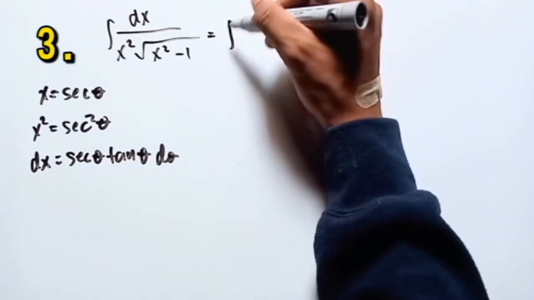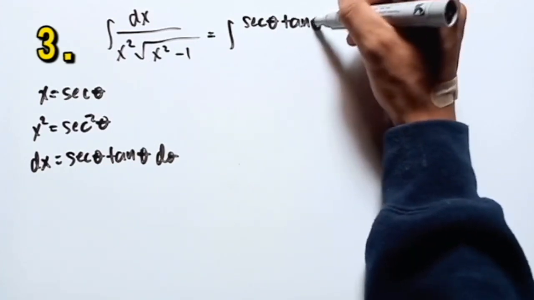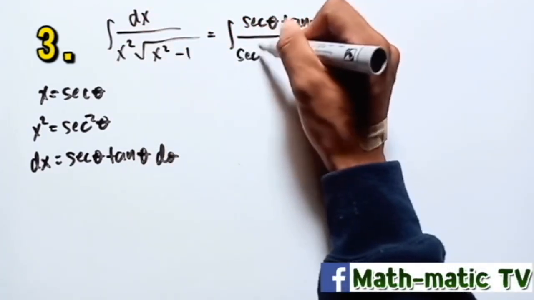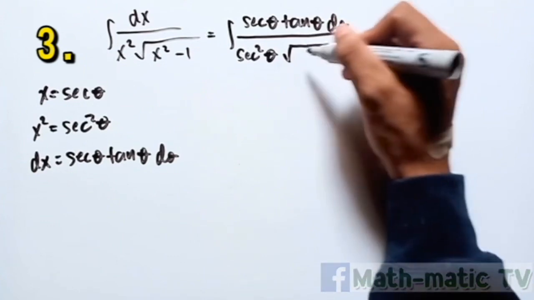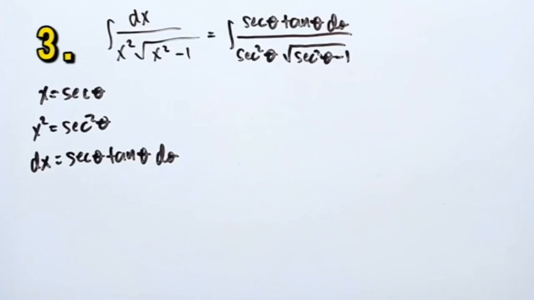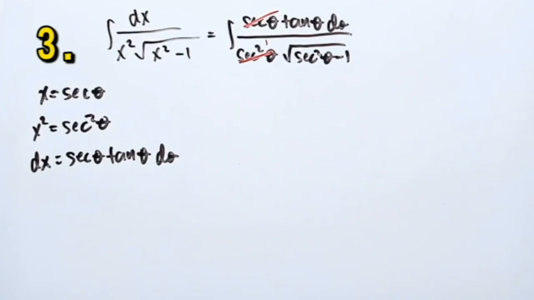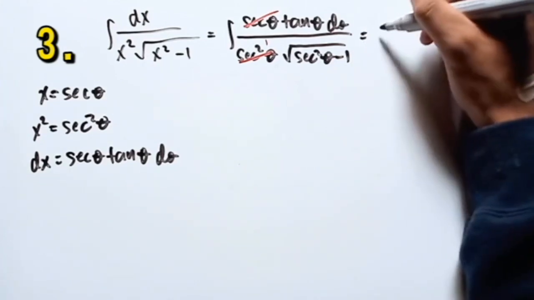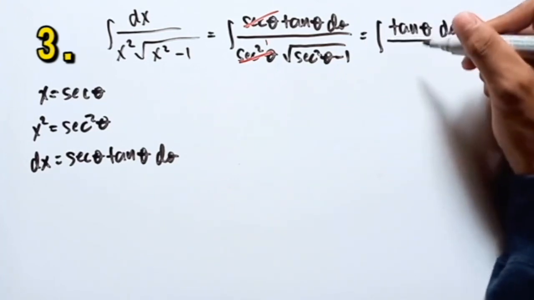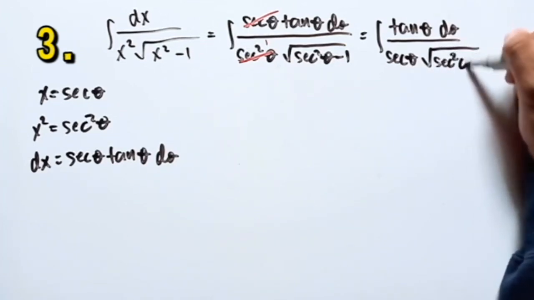So this is equal to the integral of dx, which is here, over x squared, which is secant squared theta, times the square root of secant squared theta minus 1. And notice that secant theta will be cancelled; this will become 1. So the integral will be equal to the integral of tan theta d theta over secant theta times the square root of secant squared theta minus 1.